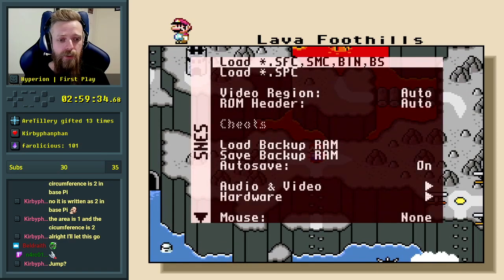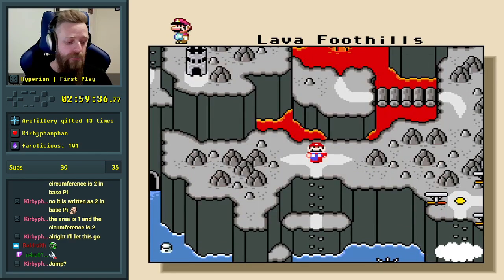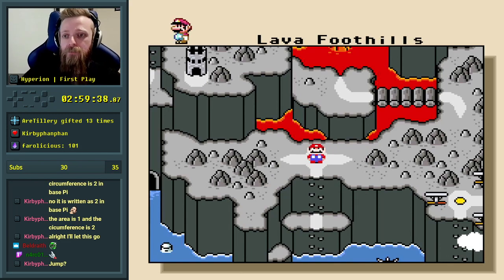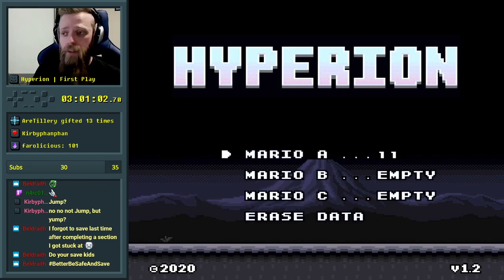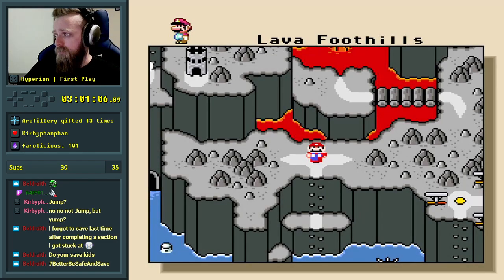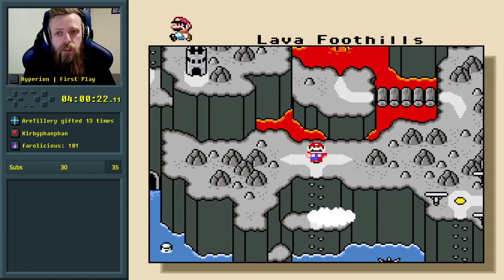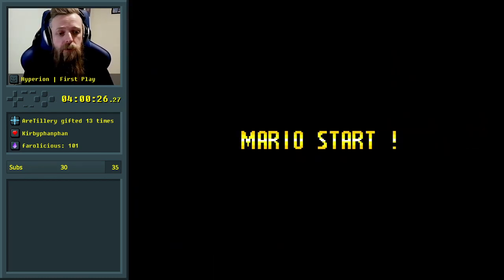I gotta play this one next, but what we'll do is hit a save. The saving is important. 11. I think 11's good, right? Yep, that's exactly where we saved, so that's very good. Now we got 2 exits here. This is Lava Foothills. Let's jump in, see what's going on.